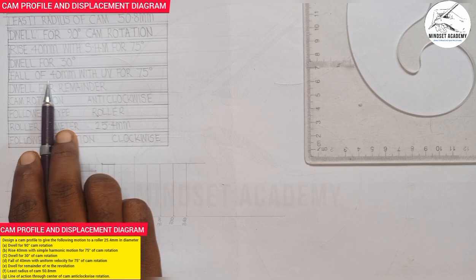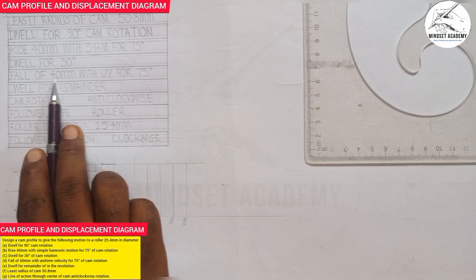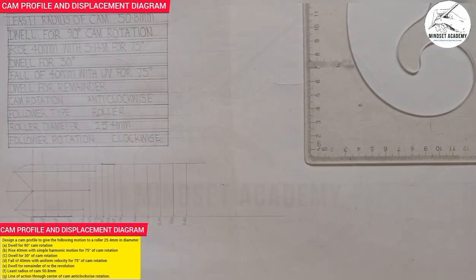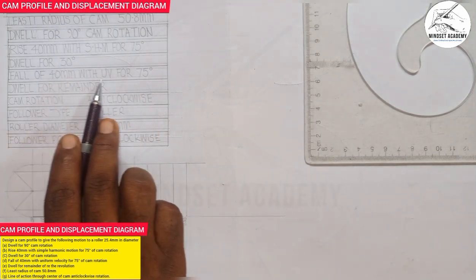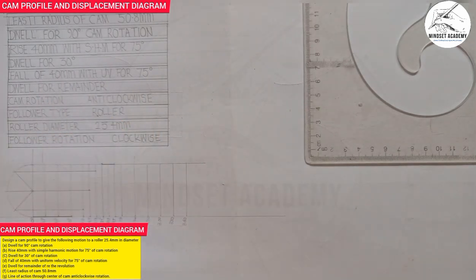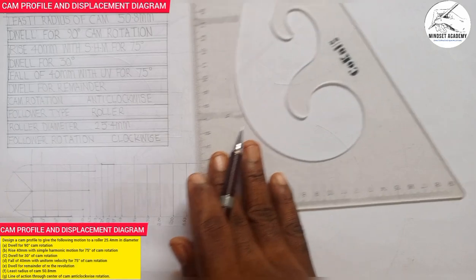Now for 40 millimeter UVL, it's 75 degrees with what? Uniform velocity. So let's see what 75 will give us. From this point, this is 15. From 195 to 210 is 15. 30, 45, 60, right? After that 60, we have 75 here. So it falls straight ahead to what? 270.